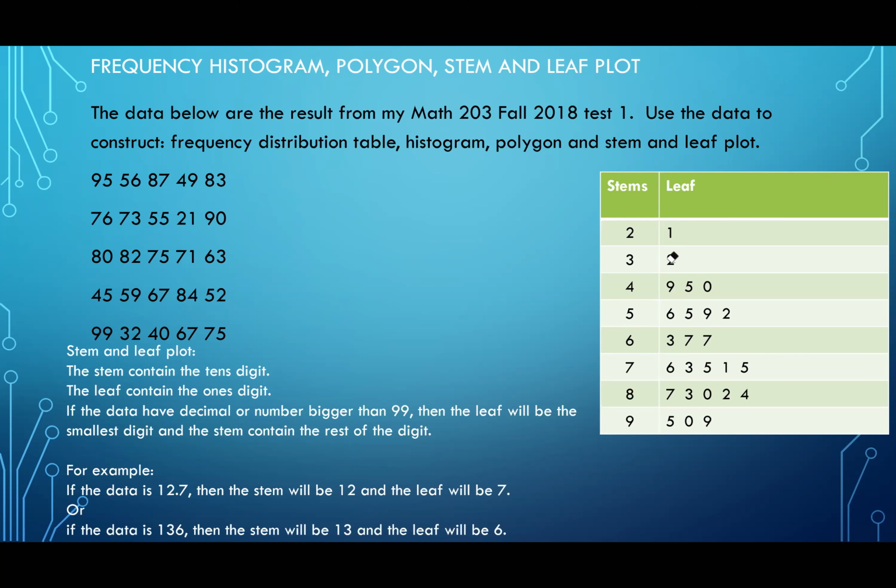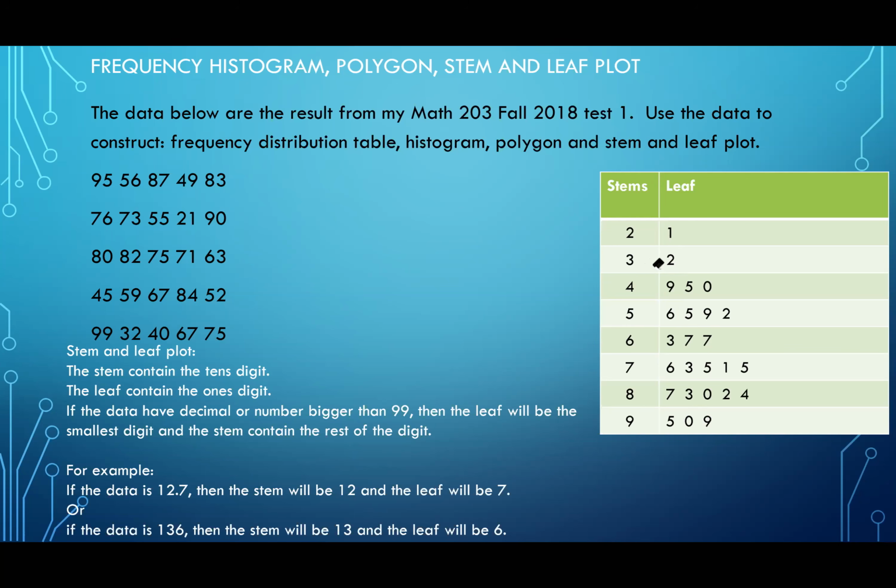We have 1 student score 30. Is it 35, 37, or 39? As you can see, with this stem and leaf plot, we can see that there is 1 student score in the 30 range, and the actual score is 32. So it's the lower 30, not the upper 30. Okay.